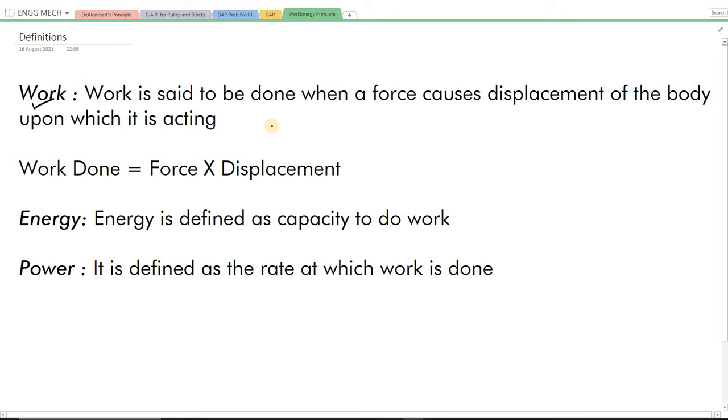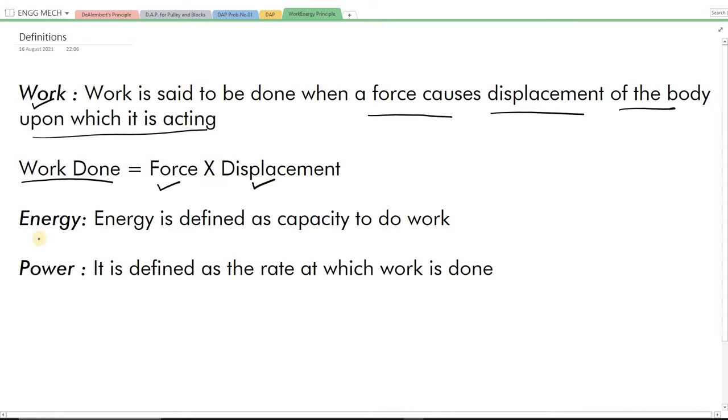Okay, the first definition here is work. Work is defined mathematically as force into displacement. Technically, it can be said that work is done when a force causes displacement of the body upon which it is acting. See the mathematical expression here: work done is equal to force into displacement.